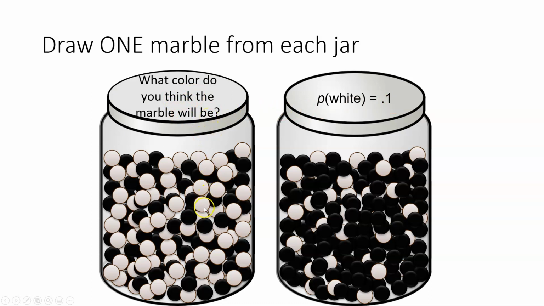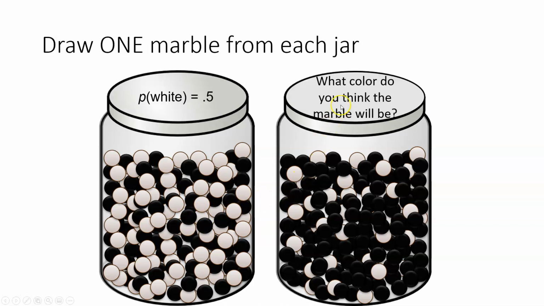Hopefully you said something like, we couldn't know, it's about 50-50, it's an equal chance of getting a black or a white. But what if you were to draw from the second jar? What color do you think the marble would be then? Hopefully you said there's a much higher likelihood that it would be a black marble. It could be a white one, but we're pretty certain that the chances are it's going to be black, because 9 times out of 10, it's going to be black.